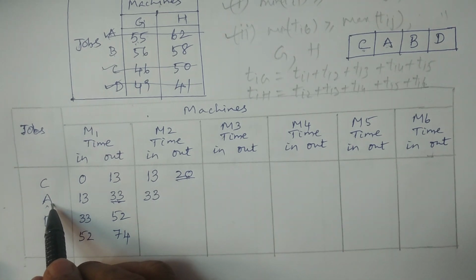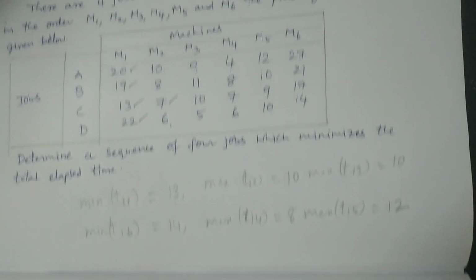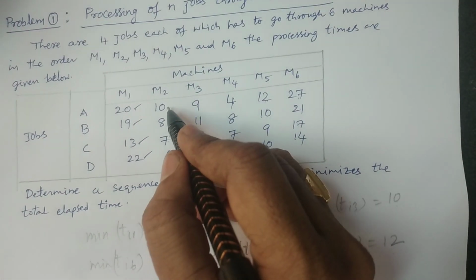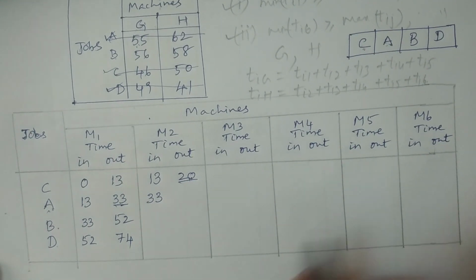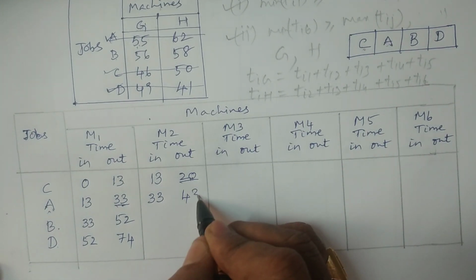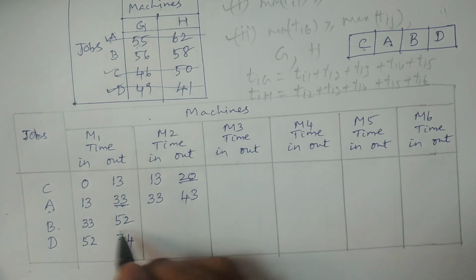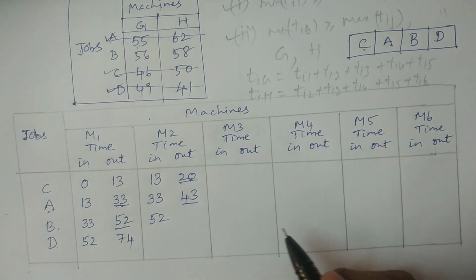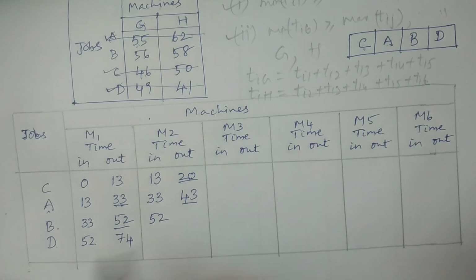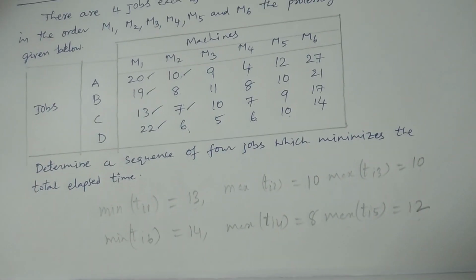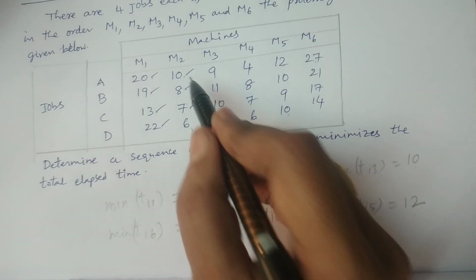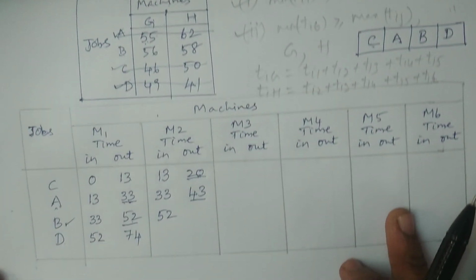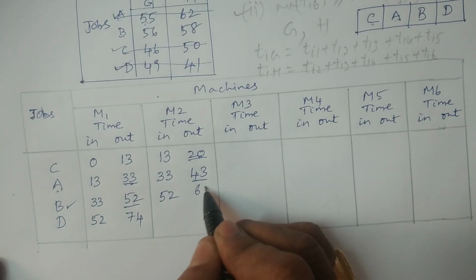The next job is A, and its processing time on machine 2 is 10. So 33 plus 10 is 43. Now 43 and 52, the maximum is 52. This is of job B. You refer to job B; the processing time on machine 2 is 8. So 52 plus 8 is 60.